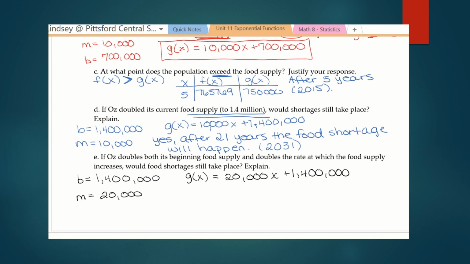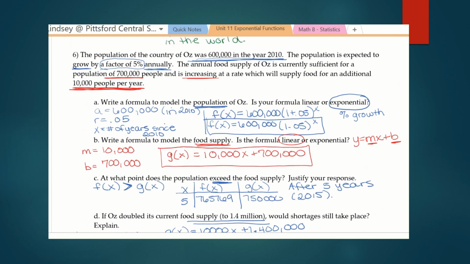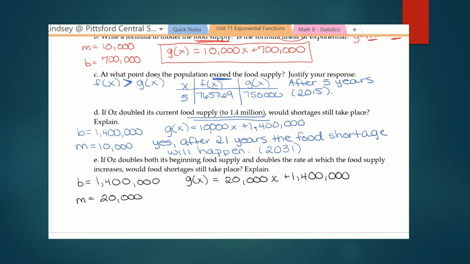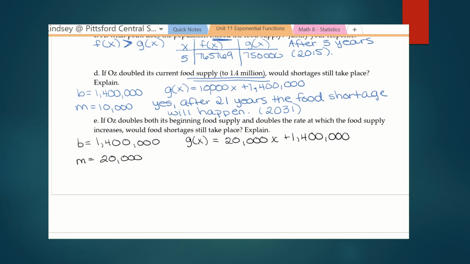So we're keeping g of x, or how our food supply for Oz is, as a linear function. We're just adjusting the slope and the y-intercept to see if that will change when a shortage could potentially occur, and if a shortage could potentially occur.